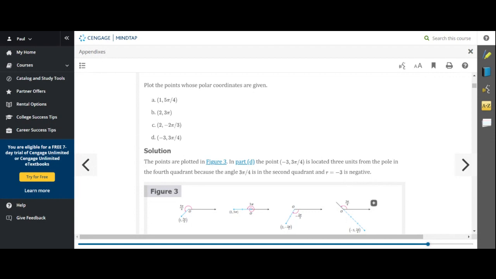But then you look in the direction of 135 degrees, but since it's a negative radius, -3, you move back, or I'm sorry, you move back 3 units. Hence, you get -3, 3 pi over 4. Okay, so are there any questions on graphing these polar coordinates? Please let me know if you have any questions before we move on.